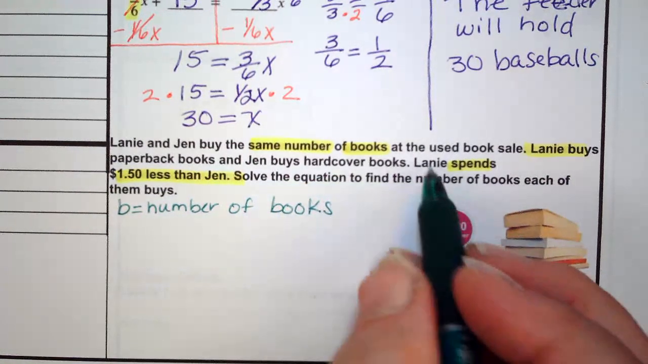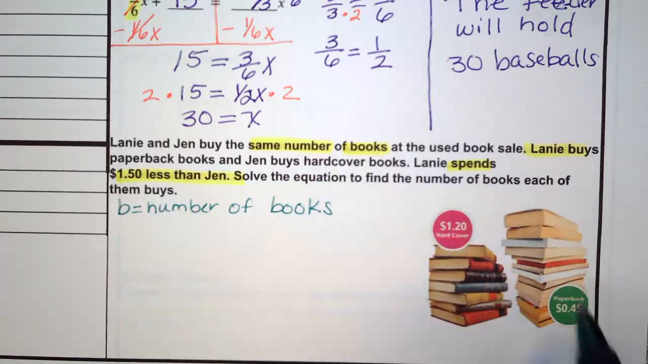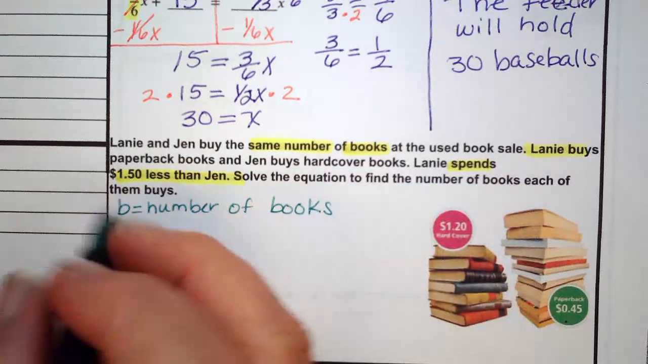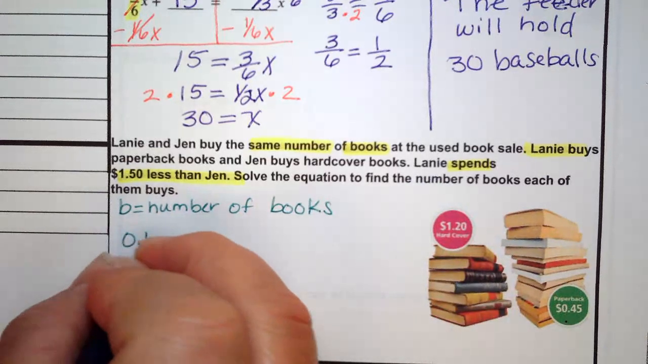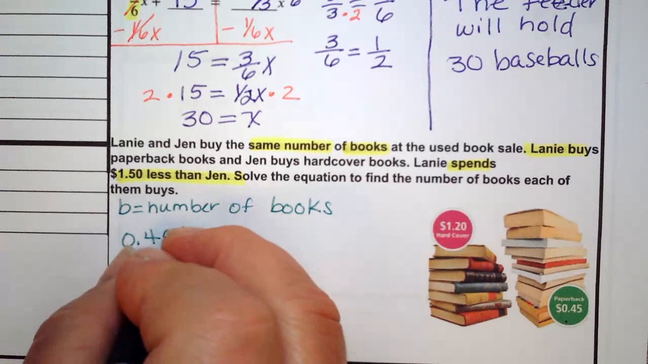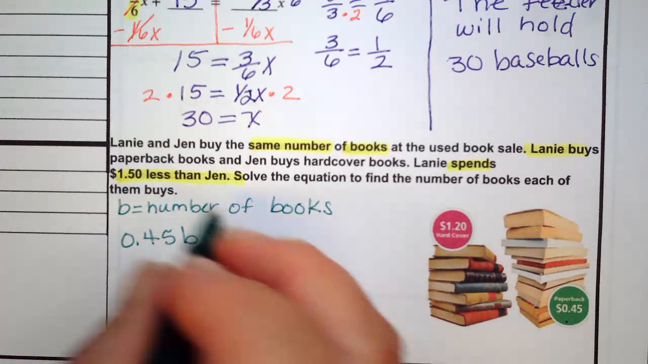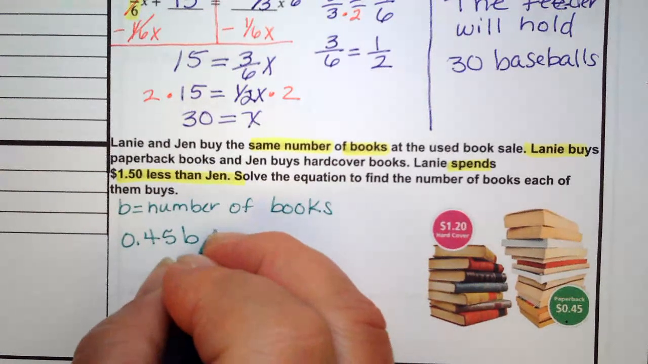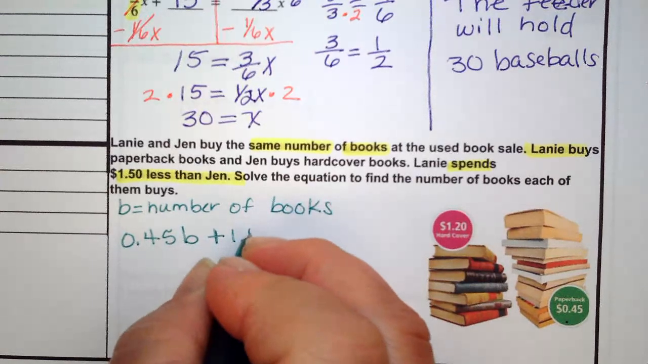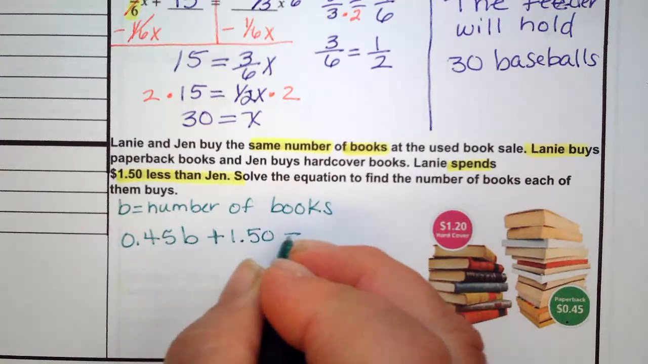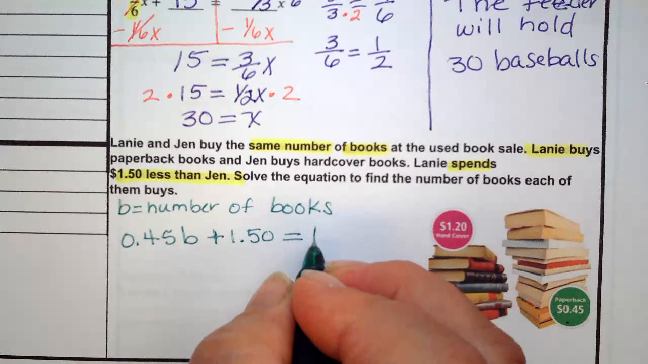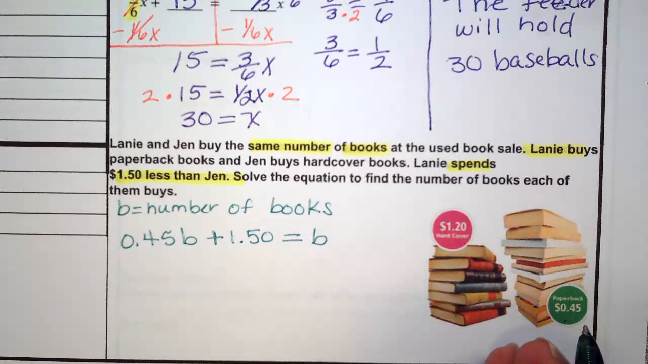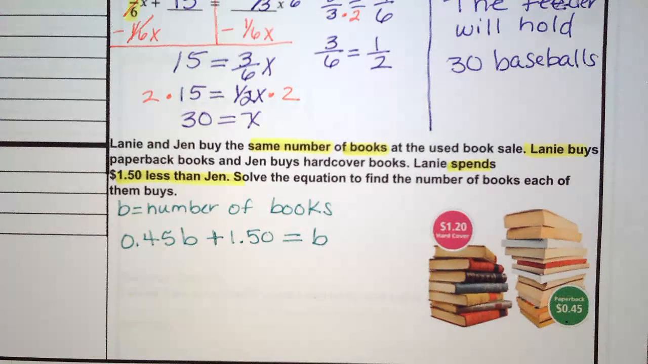Okay, now Lainey buys paperbacks, so those are the 45-cent books. We don't know how many she buys, so it's 0.45 times the number of books. And she buys $1.50 less than Jen. So if I add $1.50, then she will be the same as Jen's number of books. How do I solve?